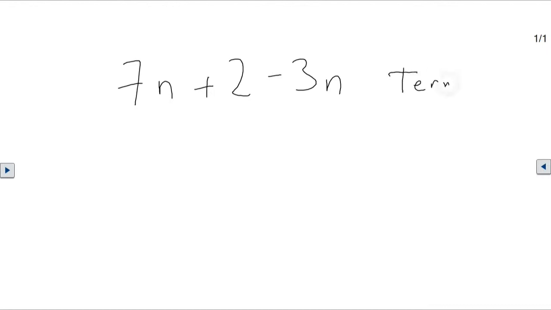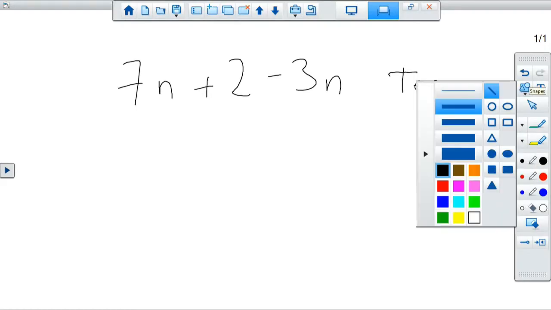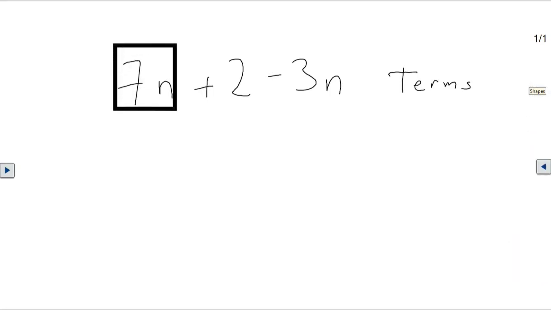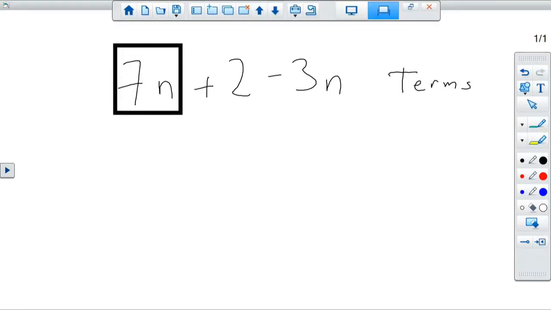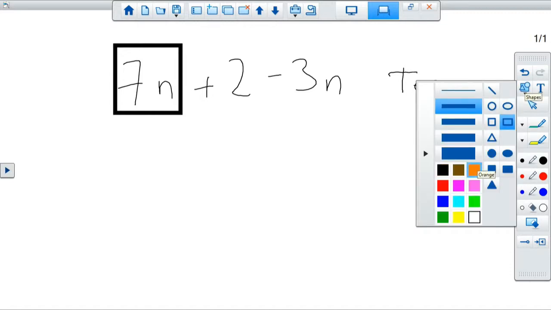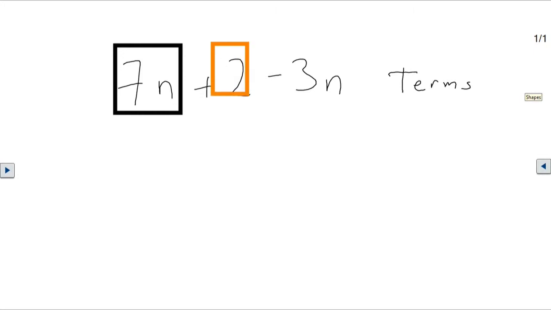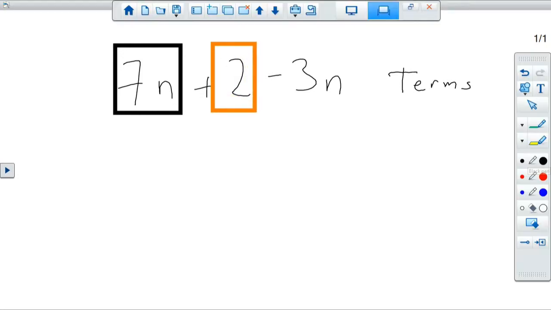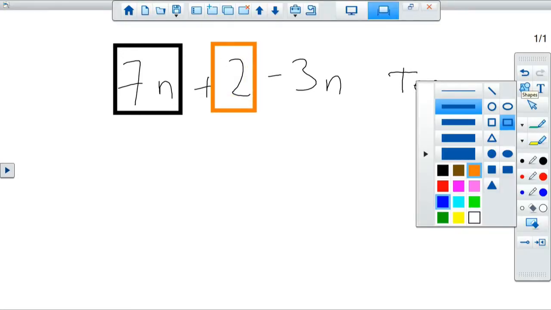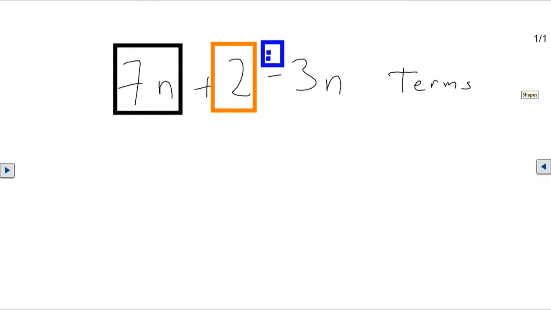Terms are the things that are being added or subtracted together. They're the things between the addition and subtraction signs. In our particular case here, we have three different terms. We've got a term 7n, we've got a term 2, and we've got a term minus 3n.